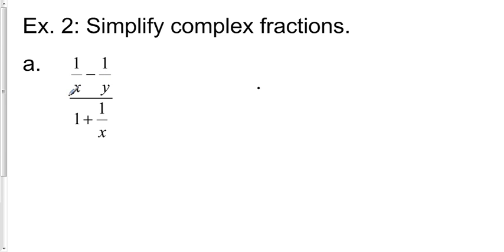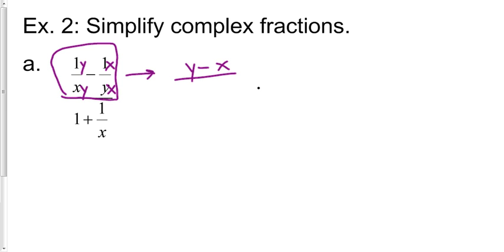So you want to look at just the top here. I'm subtracting 1 over x minus 1 over y. Well, I need to get a common denominator, so I'm going to multiply the first fraction by y over y, and the second fraction by x over x. Now I have the common denominator xy. So that becomes y minus x over the common denominator xy. I took y minus x, that's your numerator, over my common denominator xy.